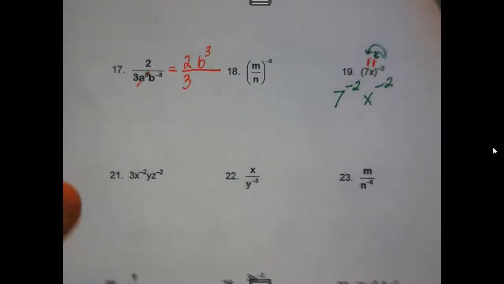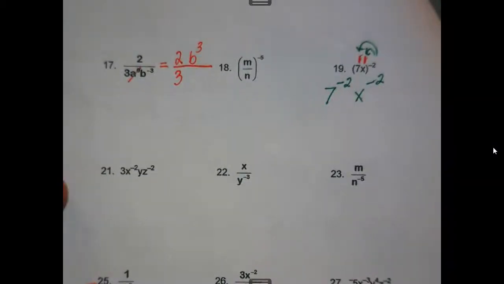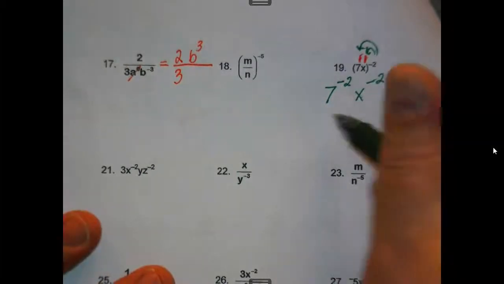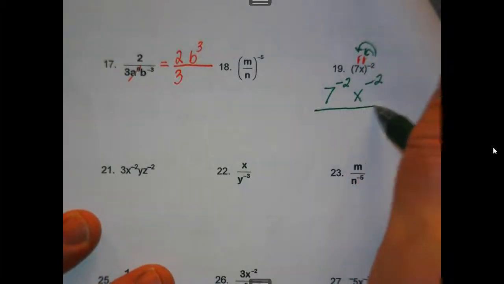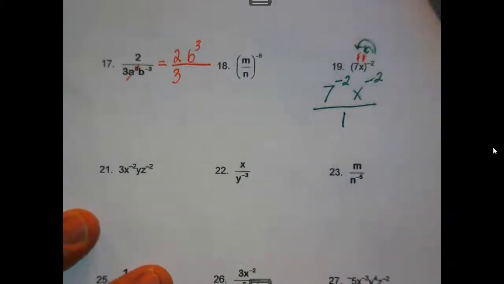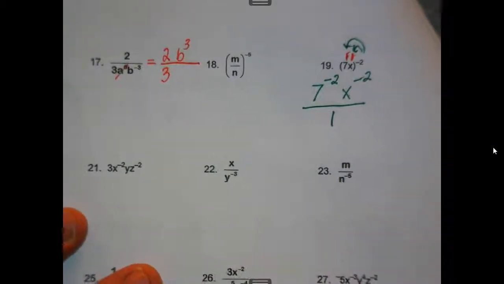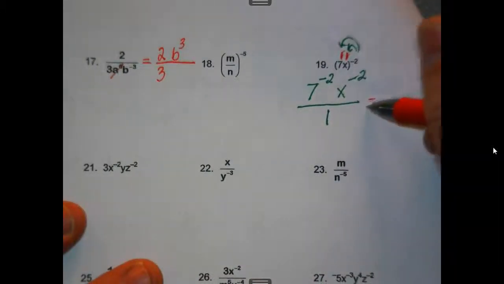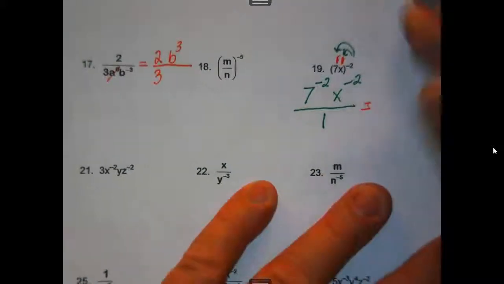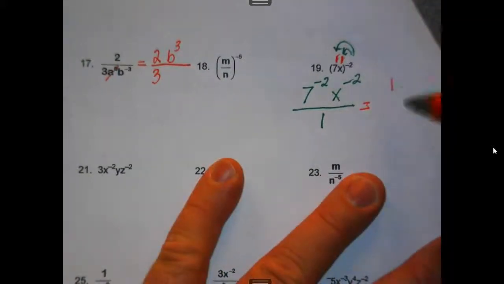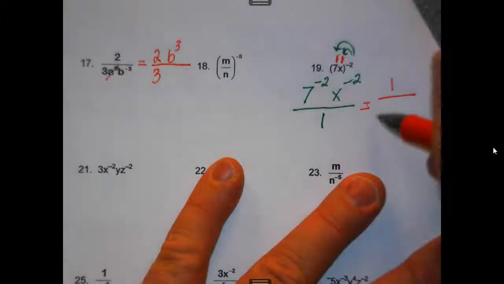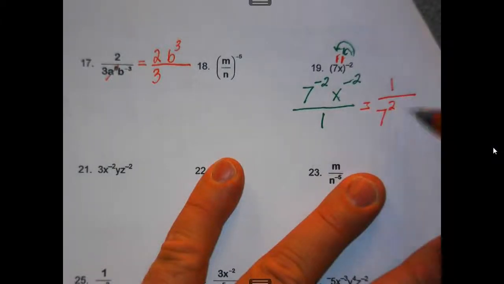Now I can't leave them as negative exponents, right? Just like regular whole numbers, this is over 1. So what am I going to do? Flip the entire thing and make the exponents positive, right?